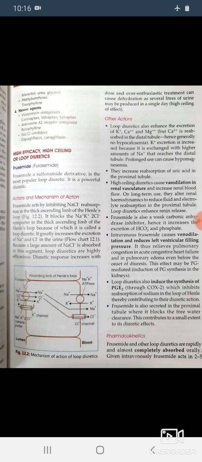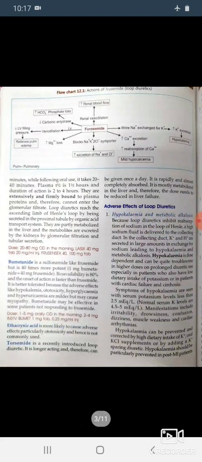Regarding the pharmacokinetics, all the loop diuretics are rapidly and completely absorbed orally, and that's why they are majorly used as oral drugs. But they can also be given intravenously. When given intravenously, they act within 2 to 5 minutes, and when given orally, they start their action in 20 to 40 minutes. They also extensively and firmly bind to plasma proteins, so there can be drug-drug interactions with those drugs which displace loop diuretics from plasma protein binding.